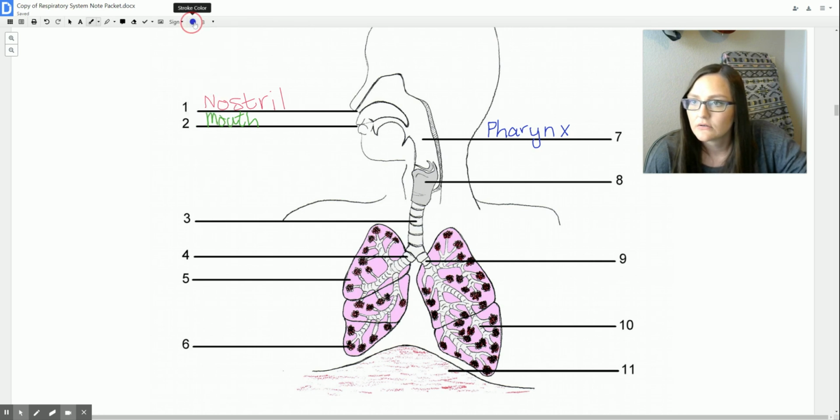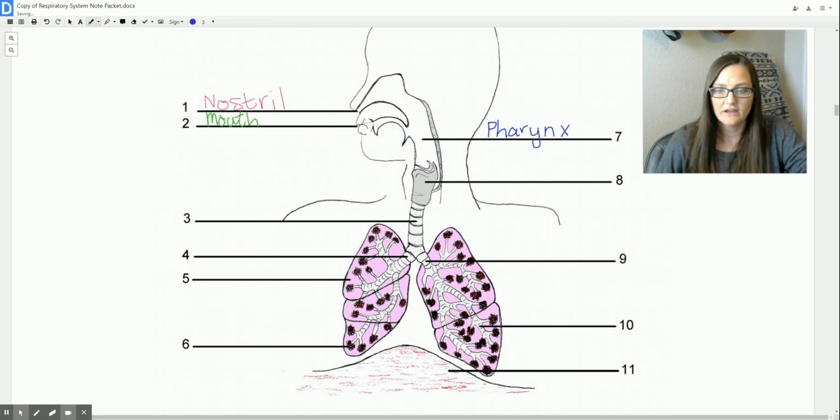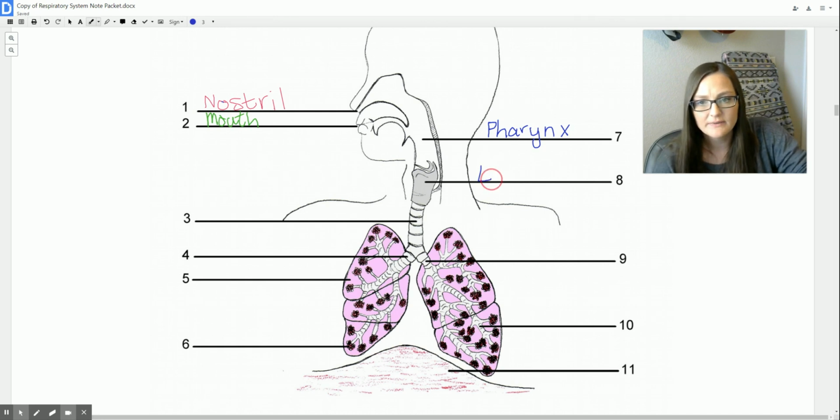All right, next is going to be, let's see if I can change colors. Want the orange. All right, next up is going to be your larynx or your voice box. Oh, it didn't change my colors. Okay, it's not going to write my R either. All right, the larynx. There we go. It's back. All right, and then next up is going to be the trachea.